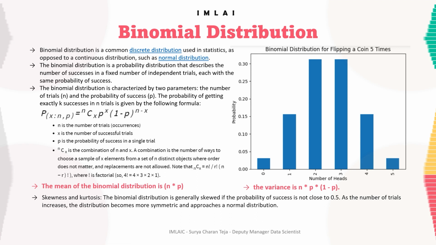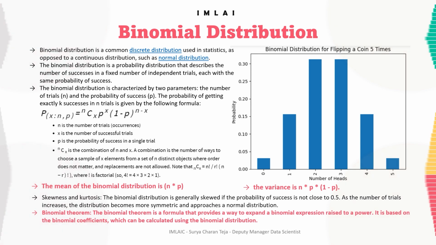Then the most important point, the skewness and kurtosis. The binomial distribution is generally skewed if the probability of success is not close to 0.5. As the number of trials increases, the distribution becomes more symmetric and approaches a normal distribution. Then we have the binomial theorem, very important. The binomial theorem is a formula that provides a way to expand a binomial expression raised to a power. It's based on the binomial coefficients, which can be calculated using the binomial distribution.